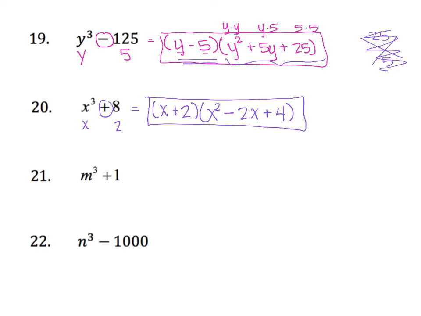In number 21, m cubed plus 1 is going to factor into, well, the cubed root of m cubed is m, and the cubed root of 1 is 1. So 1 times 1 times 1 is 1, and m times m times m is m cubed. So I know this factors into m plus 1 times m squared, opposite, always positive. M times 1 is 1m, or just m, and 1 times 1 is 1.